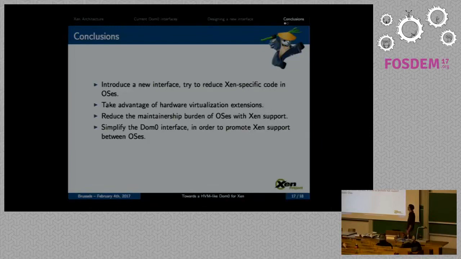We'll also be able to take advantage of all the hardware virtualization extensions on the market, so that means that we can take advantage of all the newer hardware. And also we'll be able to simplify a lot the Dom0 interface, which means that we can expect maybe new OSs to add support for running on top of Xen, even as a Dom0, because the interface is going to be very, very similar to bare metal. So we expect that maybe someone is going to implement new Dom0s in the future.